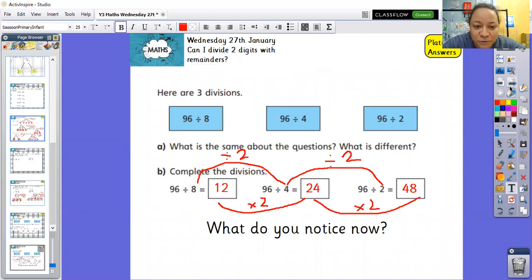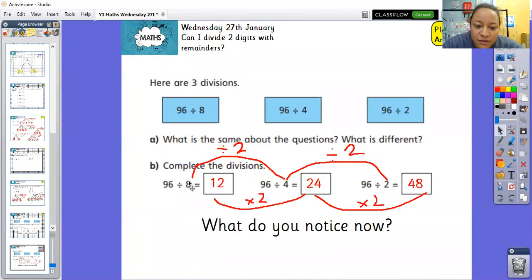Okay, so I wonder if you spotted this. So with the 3 divisions, they were all dividing the number 96. But what was different was they were dividing by 8, and then by 4, and then by 2. Now, once I had solved them, what I noticed was really there was a bit of a link between the numbers that they were being divided by. So 96 was being divided by 8, by 4, and by 2.